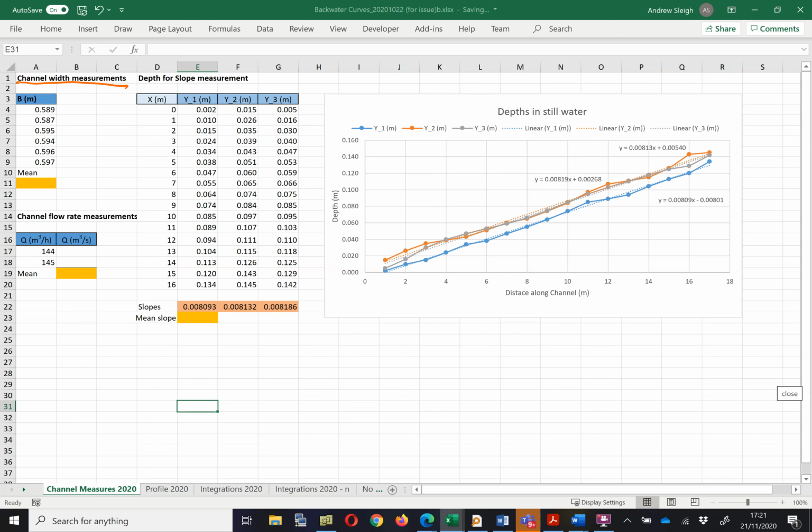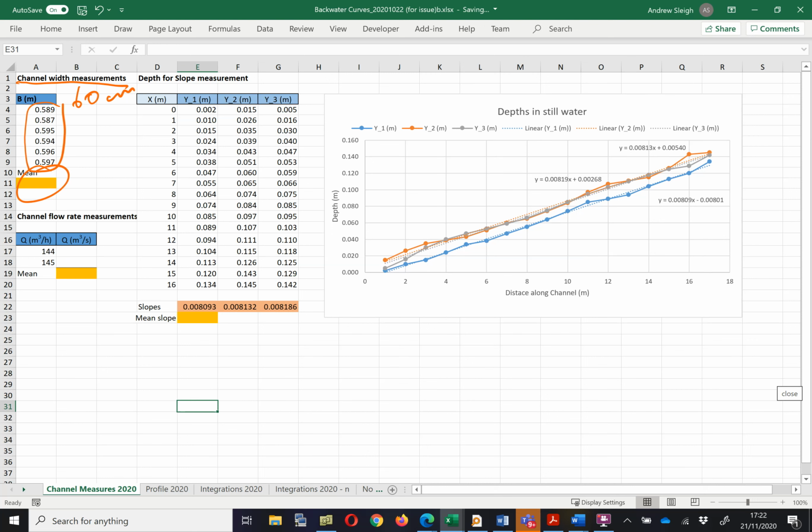Channel width measurements. The channel width is nominally 60 centimeters, but on measuring it in 6 different places, it was a little bit less. This is the width in meters, so you need to work out a mean width.